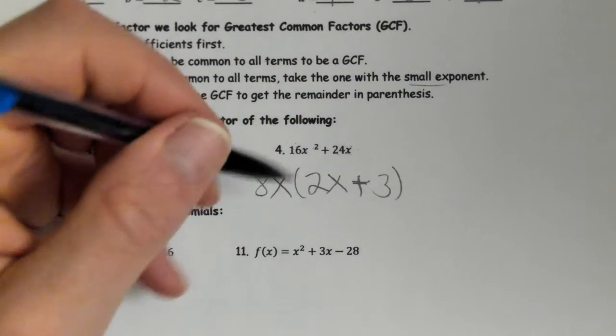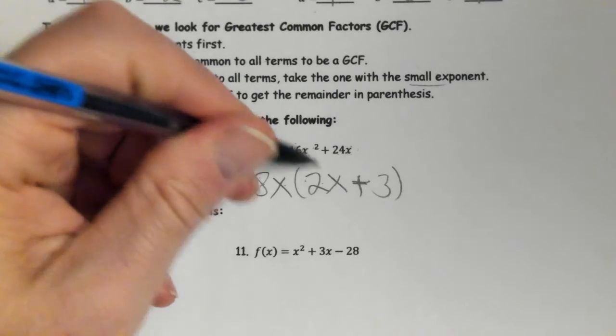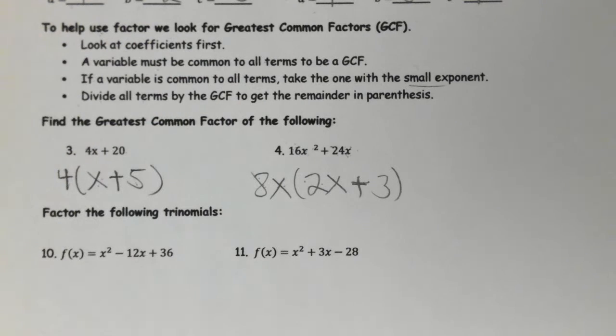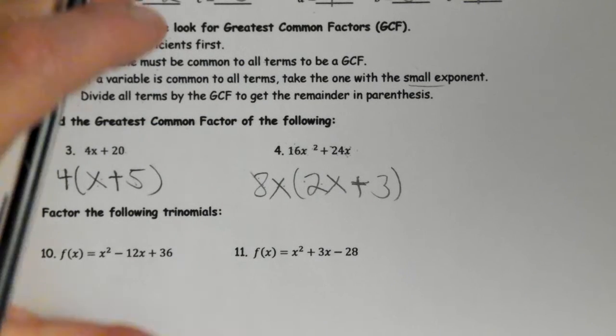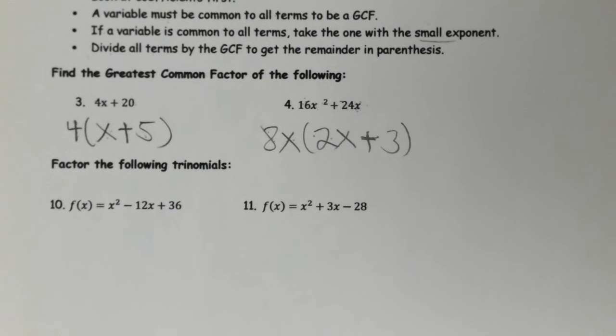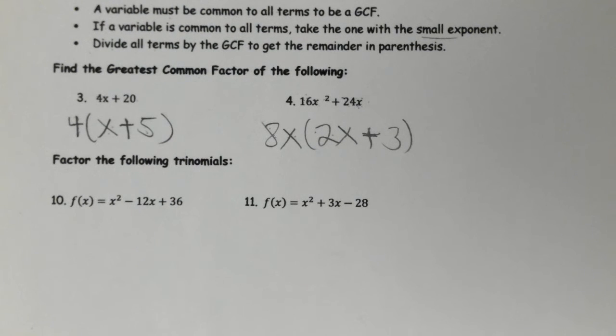Double check. Make sure we did it correctly. 8 times 2 is 16. x times x is x squared. 8 times 3 is 24, and then times the x makes 24x. So you can always check and see if you've factored something correctly by multiplying out the answer that you got.